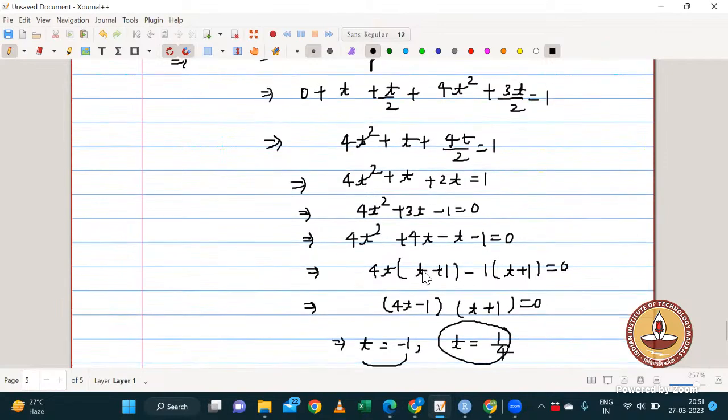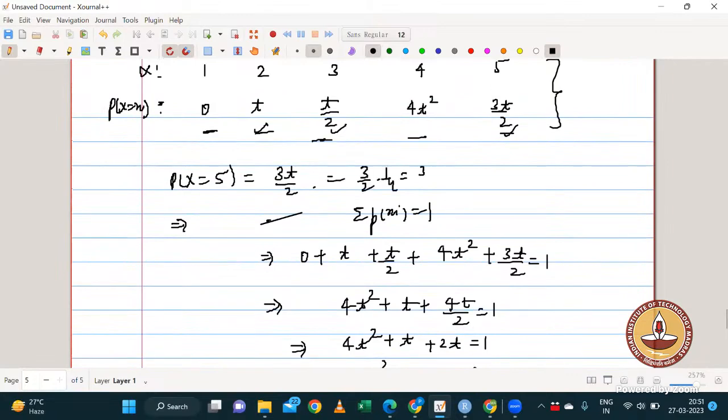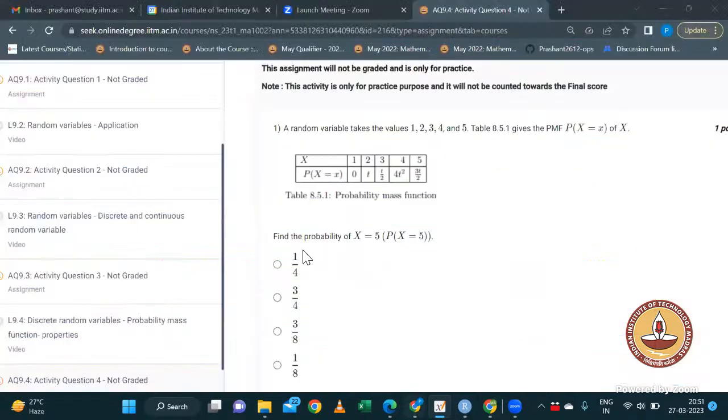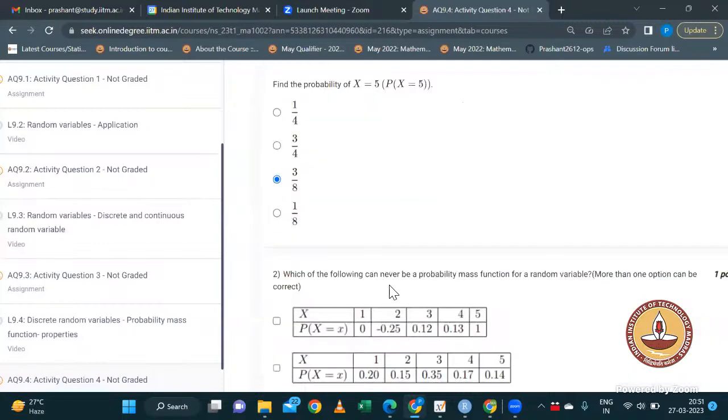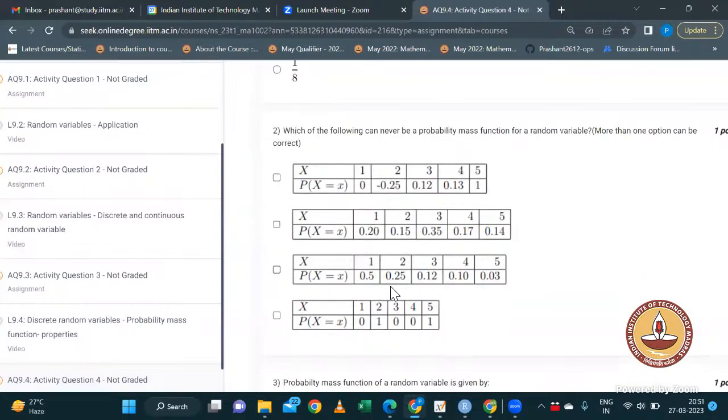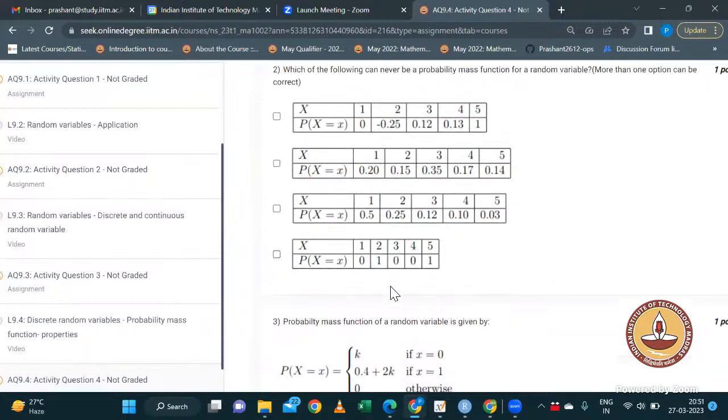So it will be 3 by 2 into 1 by 4, so 3 by 8 is the answer. Is there an option 3 by 8? Okay, the third option. Is it okay for everyone? Okay. Any doubt in any question of this activity?